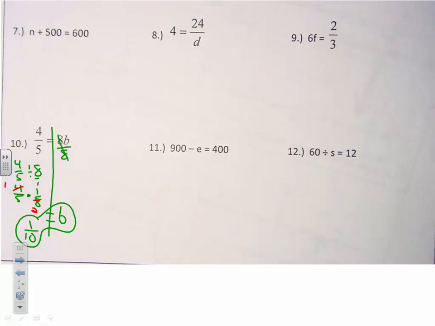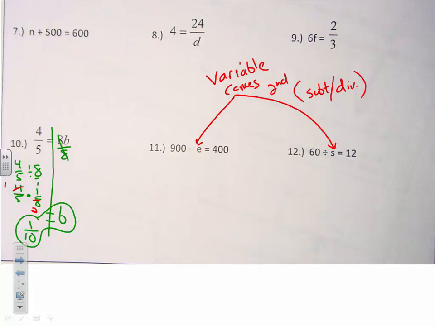Number 11, we're subtracting a variable, and number 12, we're dividing by a variable. So in this example, the variable comes second. And remember, that's when we're dealing with either subtraction or division. So when the variable comes second, this is where we can switch. So I can switch these two guys, 900 minus 400 equals E. Or over here, I can switch these guys, 600 divided by 12 equals S.